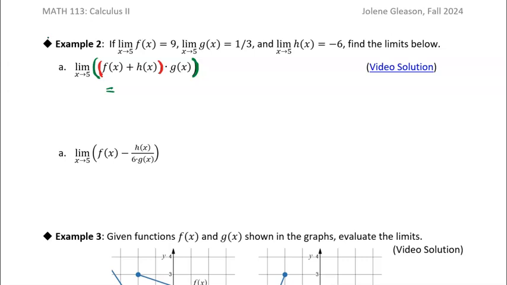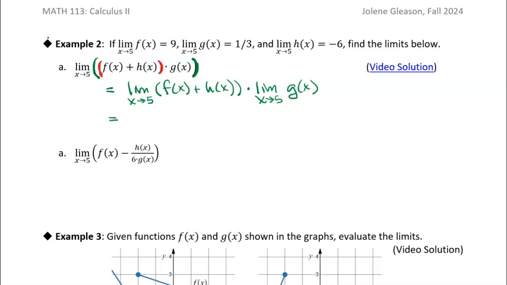So I'm going to break this apart and do the limit as x approaches 5 of f of x plus h of x, okay? Because there's a product of that thing in parentheses times g of x. And then I'm going to multiply that times the limit as x approaches 5 of g of x. Now I know what the limit as x approaches 5 of g of x is, but let's take care of this sum.